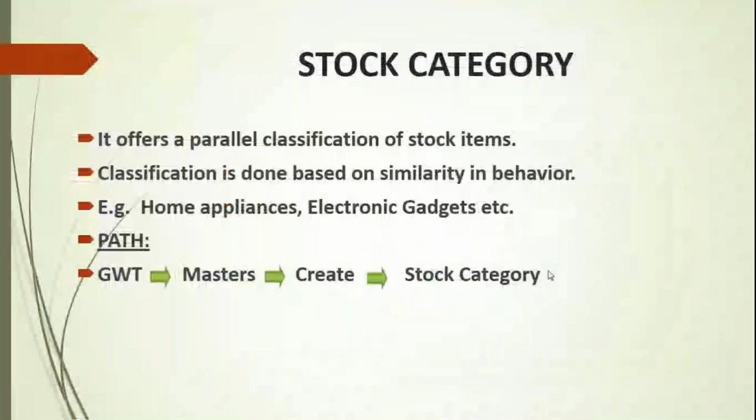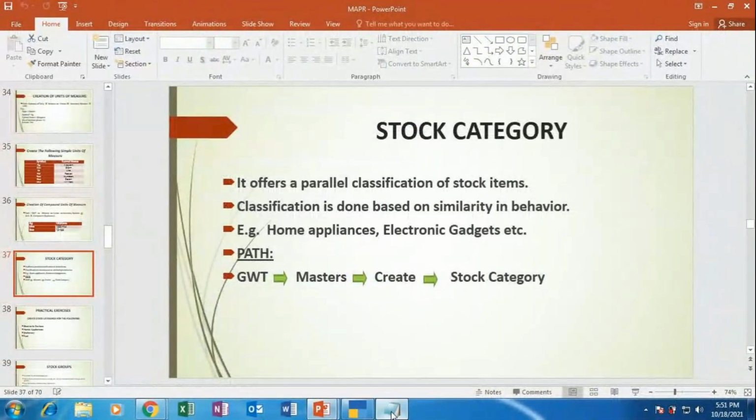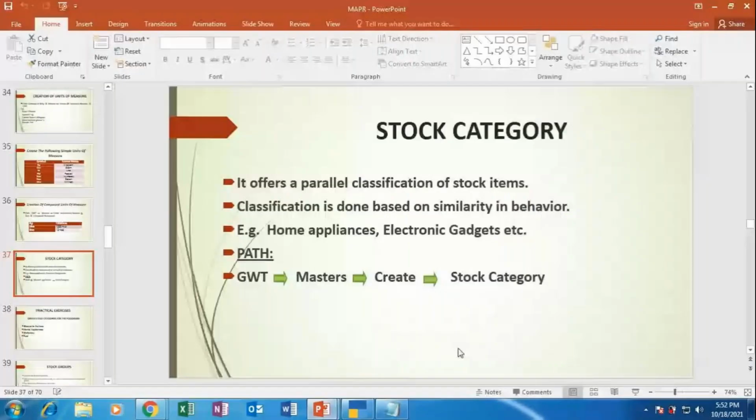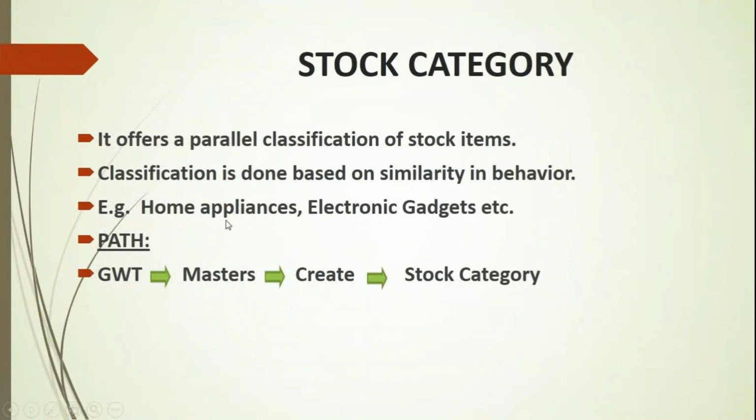So that's what I've given here. It offers a parallel classification of the stock items. All of you witnessed now, classification is done based on the similarity in behavior. Just now we saw classmate notebooks are categorized under stationery, Dell computers under electronic devices, and IFB washing machines under home appliances. So according to similar behavior, we categorize under the necessary stock categories. I've given examples here: home appliances, electronic gadgets or devices, etc.